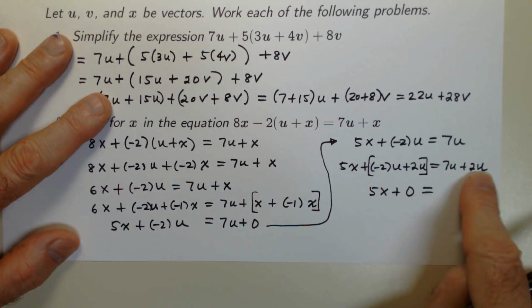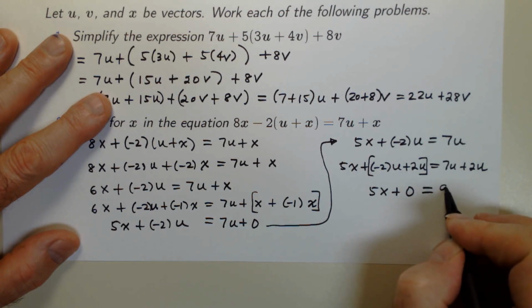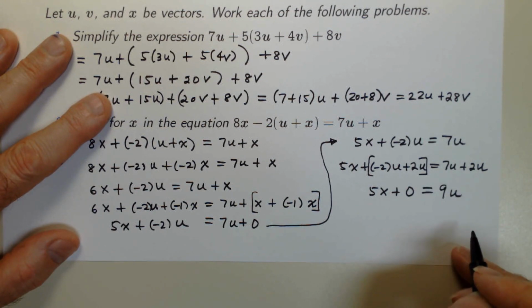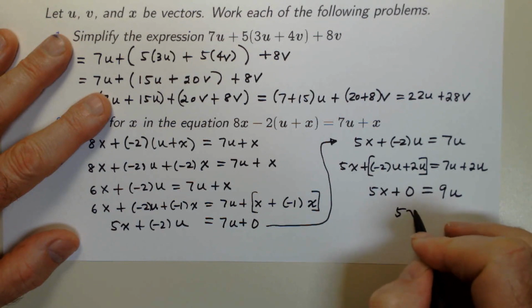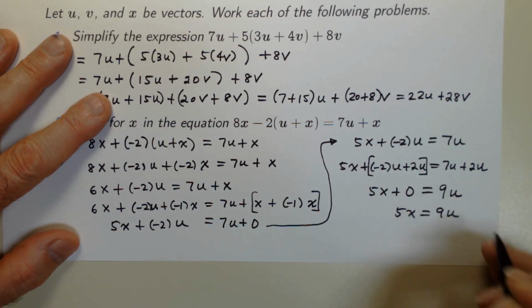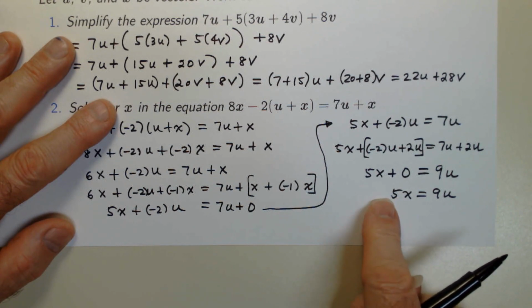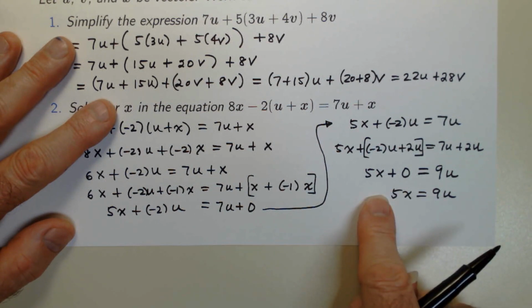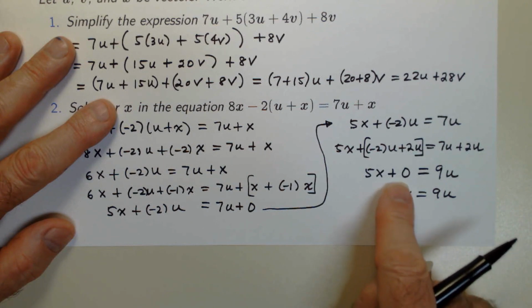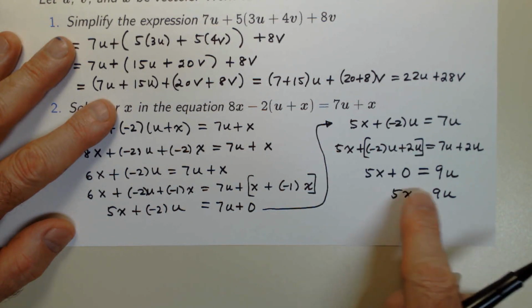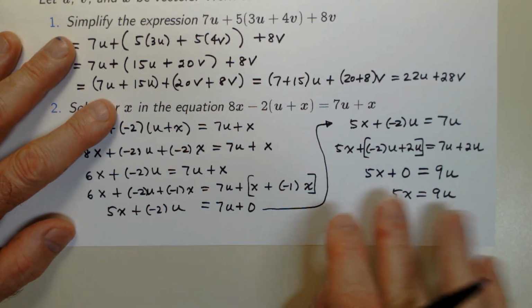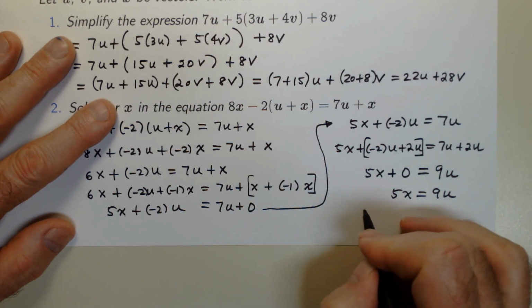When I use my distributive law again, this will be 7 plus 2 times u. This will be 9u. Okay, so this now becomes 5x equals 9 times u. And then finally, I need to solve this just for x. I need to multiply both sides by a scalar that will reduce this down to just simply x. So I'm going to multiply both sides by 1/5. I'll scale both sides by 1/5.